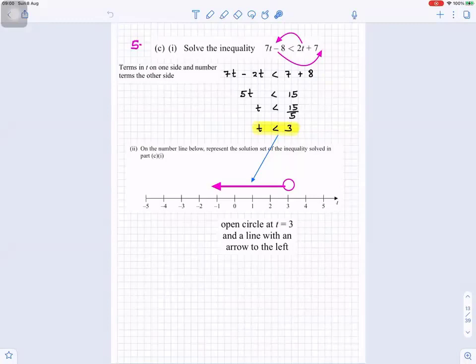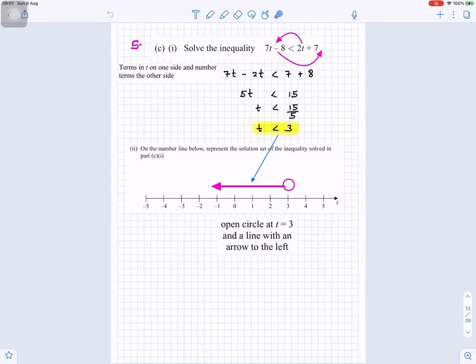Solve the inequality 7t minus 8 less than 2t plus 7. Terms in t on one side and number terms on the other side. So 2t goes to the left, it becomes minus 2t. Minus 8 goes to the right, it becomes plus 8. 7 minus 2 is 5. 7 plus 8 is 15. It's times 5, you take it to the right, it becomes divided by 5. So t is less than 15 divided by 5, which is 3.